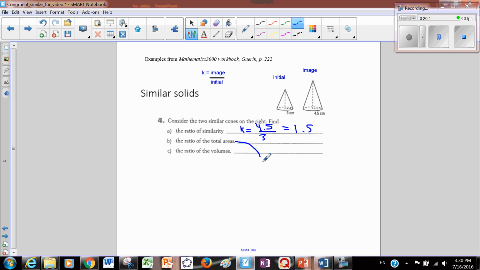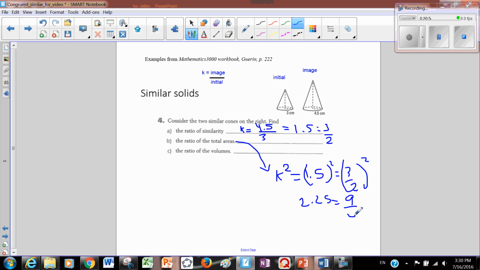What's the ratio of the area? The ratio of the area is K squared. So I'm going to take 1.5, but I'm going to square it. Maybe some of you wanted to leave it as a fraction. 3 over 2 is the same as 1.5, so you can also leave it as 3 over 2 squared. In decimal, you would get 2.25. As a fraction, you would get 9 over 4.